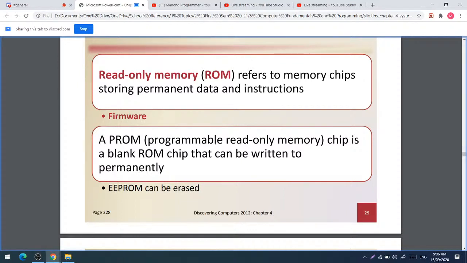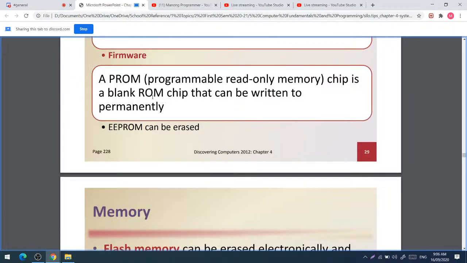Sir, ano po ang EEPROM? EEPROM is electronically erasable programmable read-only memory. So, ibig sabihin, pwede mong palit-palitan yung mga nasa loob ng EEPROM. Ang PROM po, minsanan mo lang kasi pwedeng kargahan.